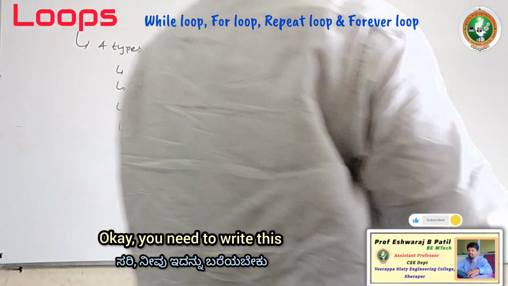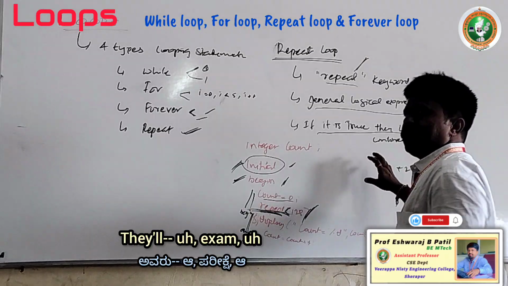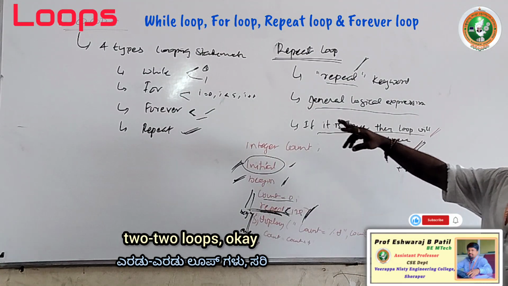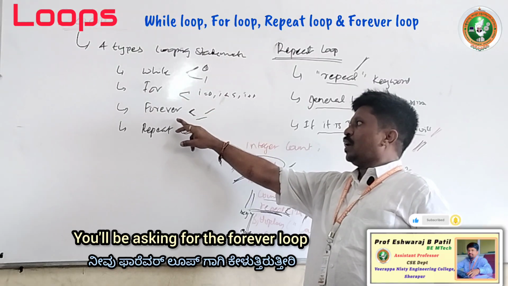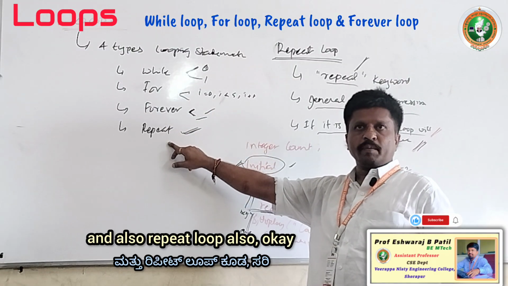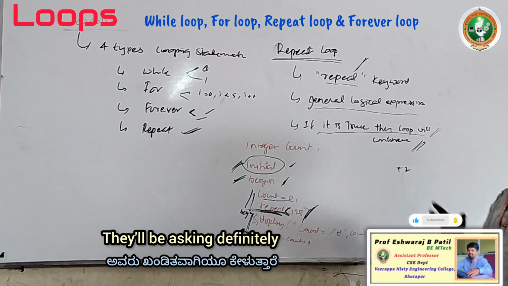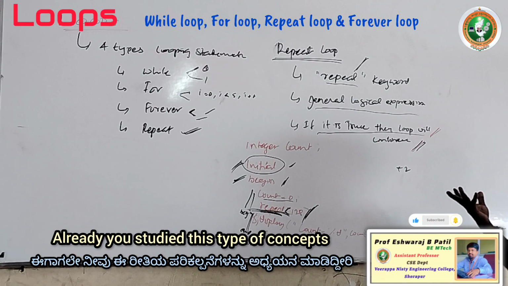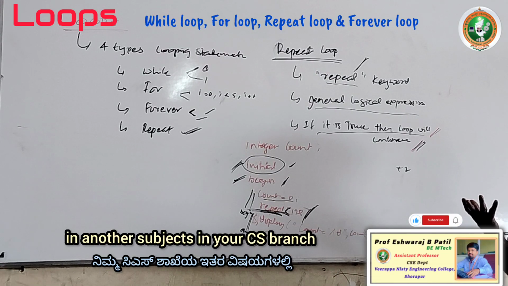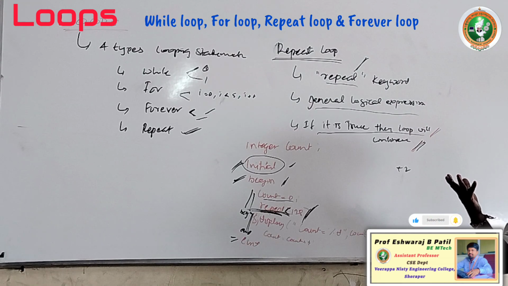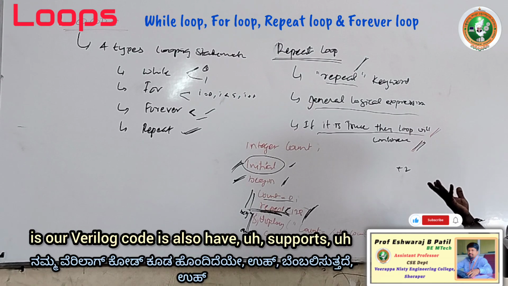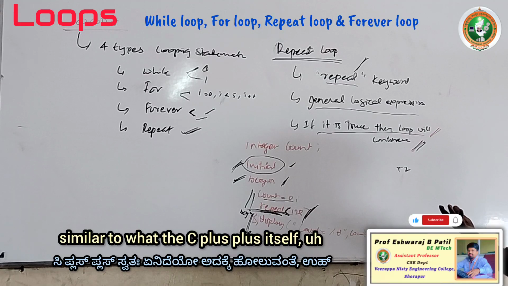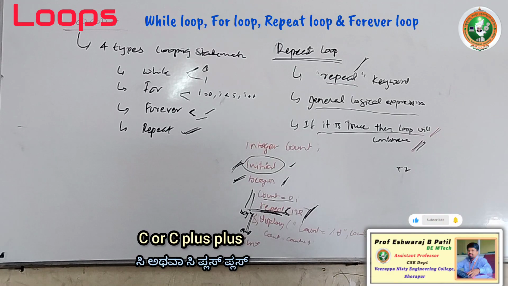You need to write these very simple examples. They will be asking for 6 marks for the two loops, the while loop and for loop. They will also be asking for the forever loop and the repeat loop. They will definitely be asking. They are a 100% question. This one is very simple. You already studied these types of concepts in other subjects in your CS branch. Our Verilog code also supports them and works similarly to C or C++ itself.